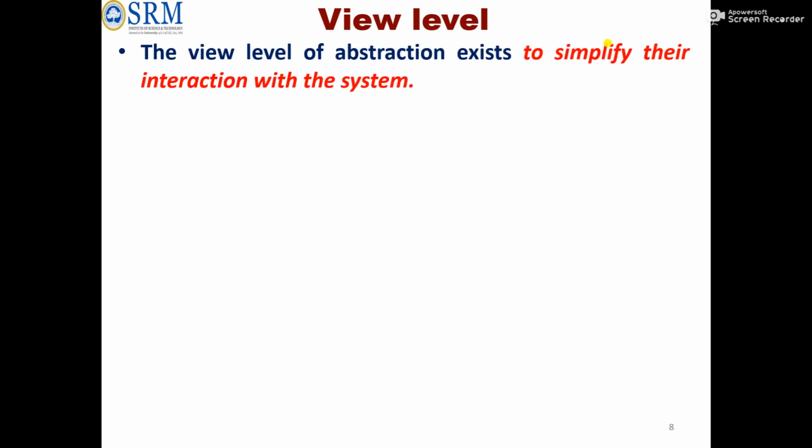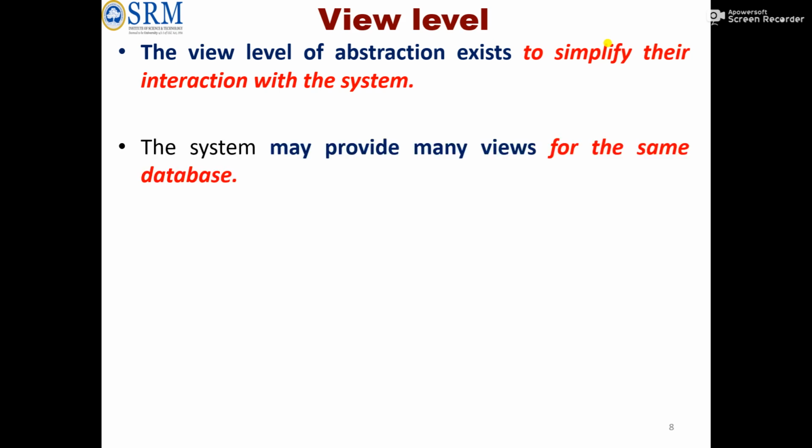Right? So what can we get from this view level? This view level of abstraction is there to simplify the interactions with the system. Obviously, from the end user's perspective, every developer is thinking on the same aspect. We need to create a sophisticated and convenient environment for the end user to access or utilize the system. That was done in the view level. Right?